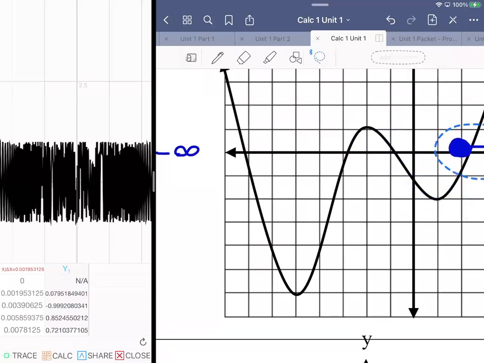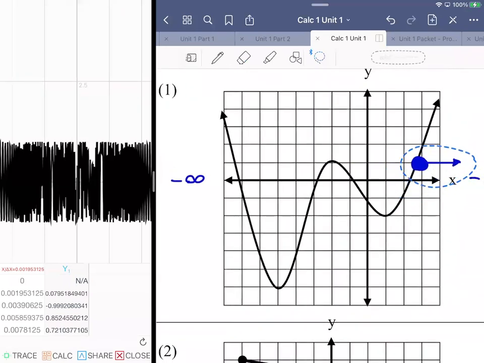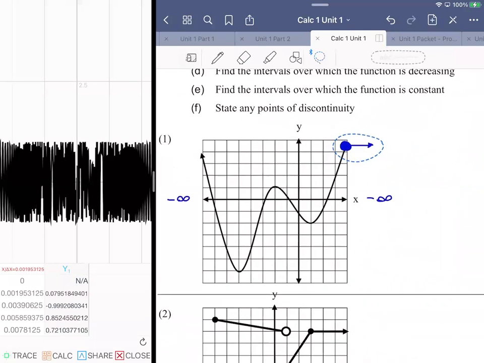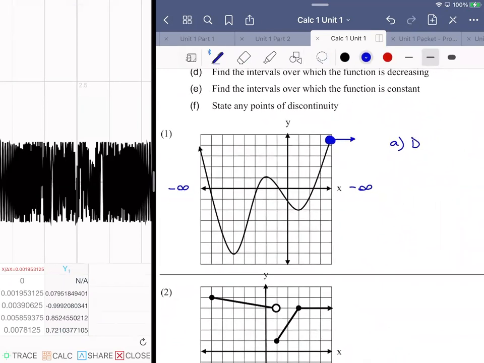Continuing on, still going to the right until I get to positive infinity. There were no breaks along the way. This graph started at negative infinity and ends at positive infinity with no interruptions. So that means the domain, in interval notation, is negative infinity to infinity.